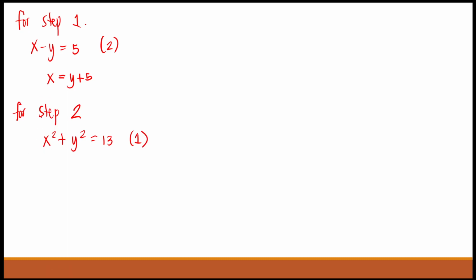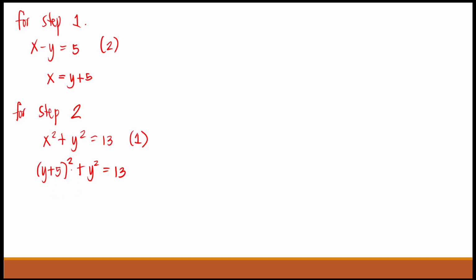Sa-substitute ko na ngayon yung nakuha ko sa step 1, which is x equals y plus 5. Ibig sabihin, papalitan ko lang lahat ng x ng y plus 5 from the result of step 1. So, itong x squared ay magiging y plus 5 squared plus y squared equals 13. After mong ma-substitute, of course, isi-simplify mo. And step 3 is to solve for the value nung variable na may iiwan.